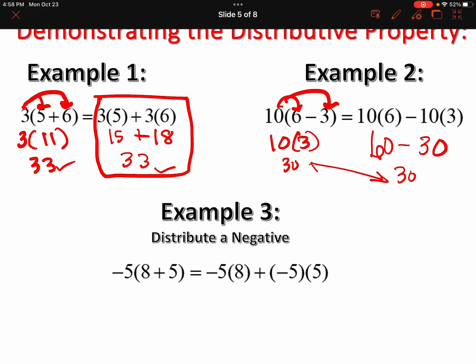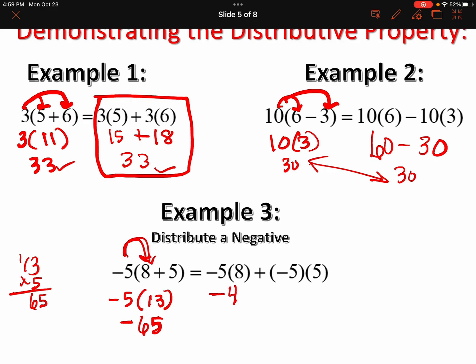Same answer. Now, things get a little bit tricky when you're passing out a negative, right? If I was doing this without passing out a negative, I would have negative 5 times 13. And a negative 5 times 13 would be 13 times 5. You'd multiply that on the side. That'd be 5, carry my 1, 65, negative 65. So how do I get that if I'm distributing? Well, it means I'm going to take a negative 5 times 8, which would give me negative 40, plus a negative 5 times 5, which would give me negative 25. And negative 25 and negative 40, if they're both pulling down, is going to give me negative 65.